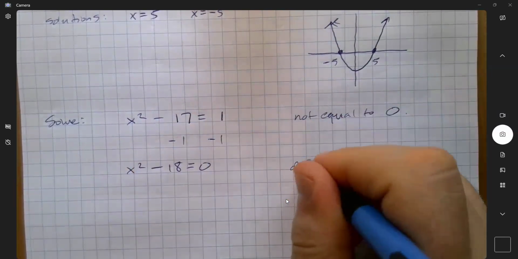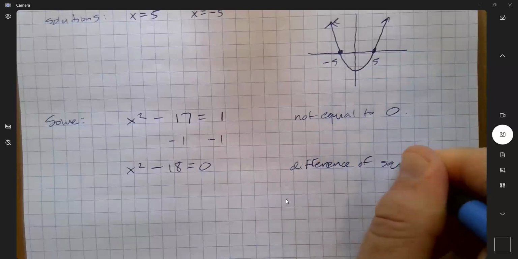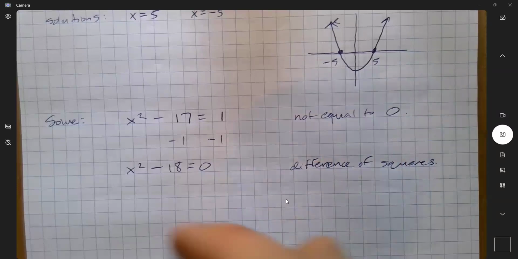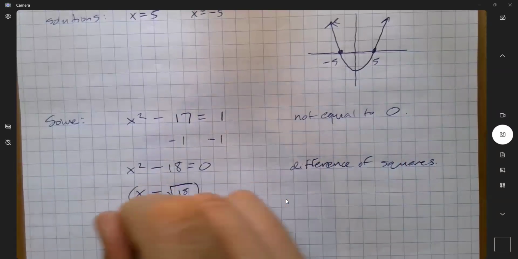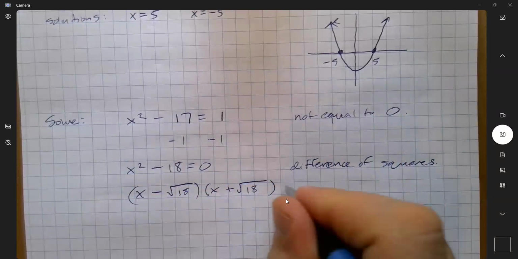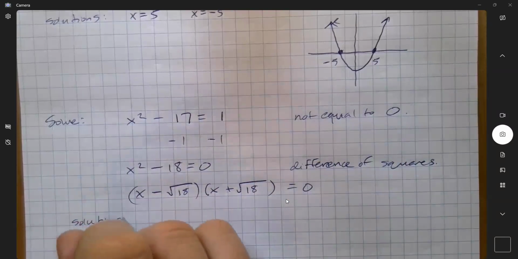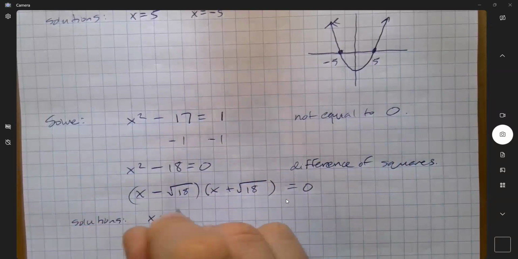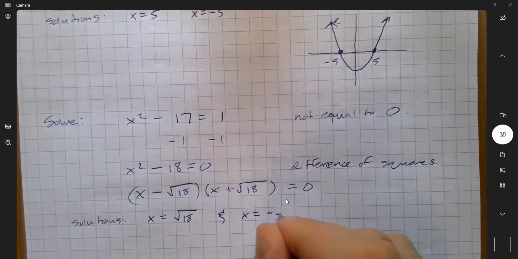This is still the difference of squares. It's x minus the square root of 18 times x plus the square root of 18. If that equals 0, then my solutions are x equals the square root of 18 and x equals the negative of the square root of 18.